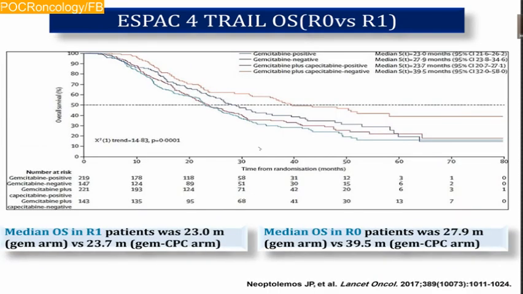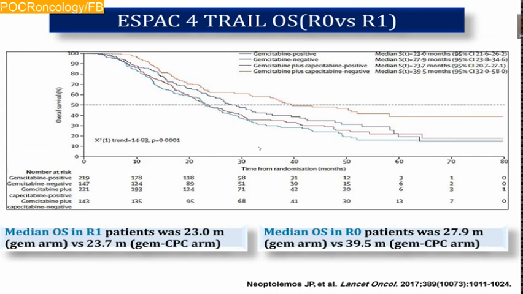Now, the most striking information here, and I would like the group to concentrate: in R1, which is a positive resection margin, we don't have any gain for the patient with combination therapy.